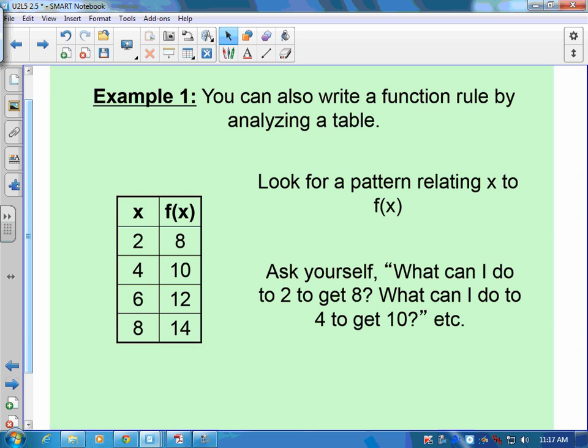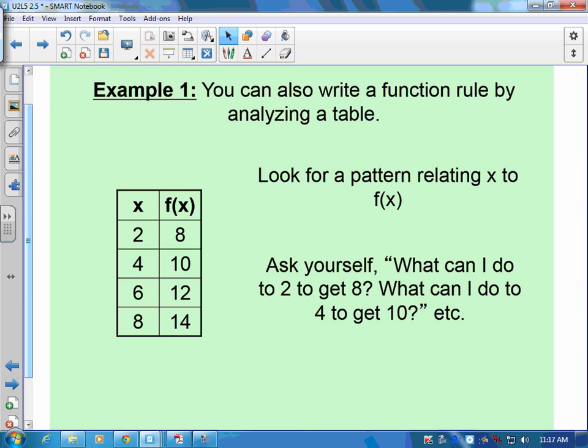Now what we need to do, we need to look at this table and we need to write a function to represent this table. So what we need to look for, the hints that we've got, is to find some sort of pattern that relates my x values to my y values. So what is happening in this table? What am I doing to x to get y every single time? Graham?